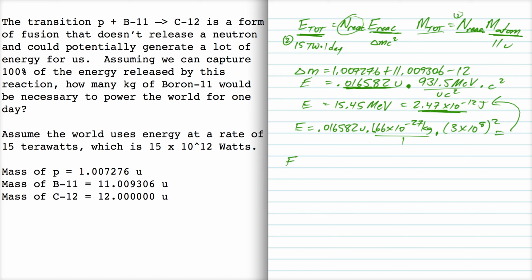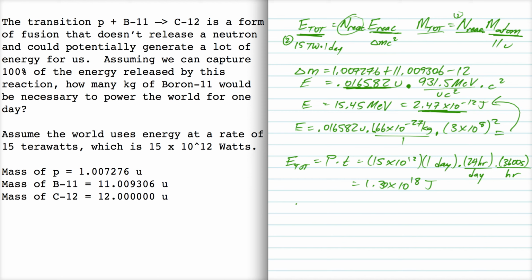Now I'm going to calculate the total energy. Total energy is power times time. So it's 15 times 10 to the 12th watts times 1 day. Then I'm going to multiply that by 24 hours in a day, and multiply that by 3,600 seconds in an hour. That gives me 1.3 times 10 to the 18th joules. 1.30 if you really want to be precise about it.